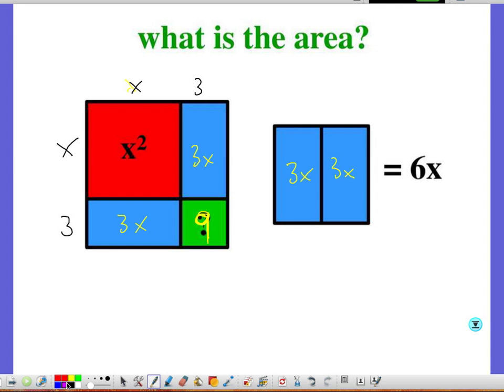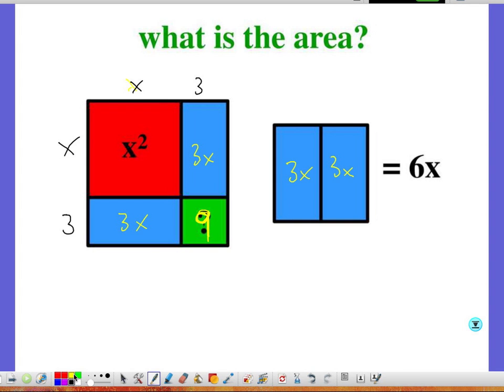Which means that x squared plus 6x, which is 3x plus 3x, plus 9 is equal to x plus 3 squared. That's taking the dimensions here and squaring it. There we go.